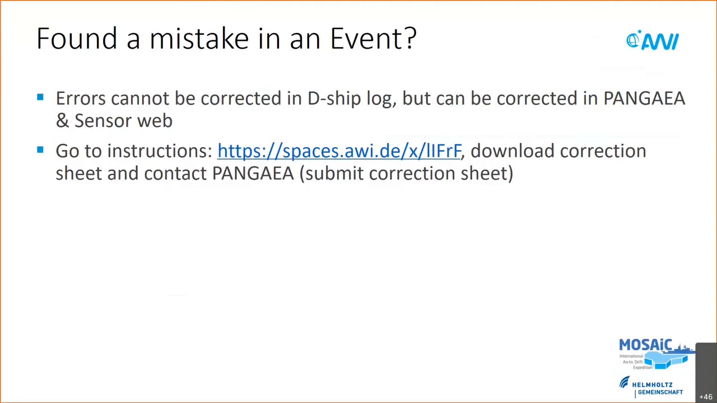we will make these adjustments. If this change is relevant for more than one event, for example, for all events related to your sensor, please go to this link where there are instructions and a correction sheet, which you can fill in with what changes need to be implemented, and again submit it to Pangaea with some explanation of what we're supposed to do. And we will take care of the change not only in Pangaea but also in the sensor web at the same time.